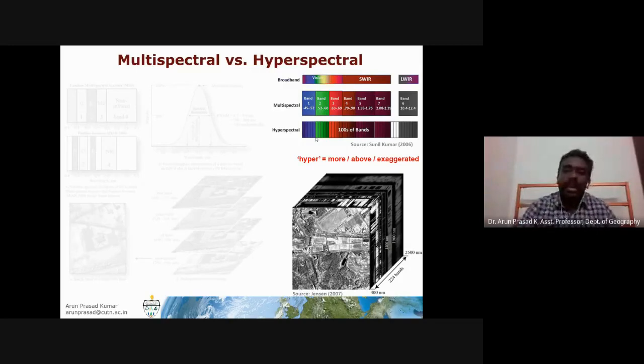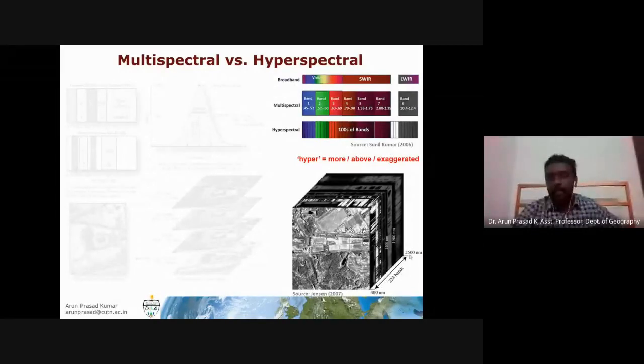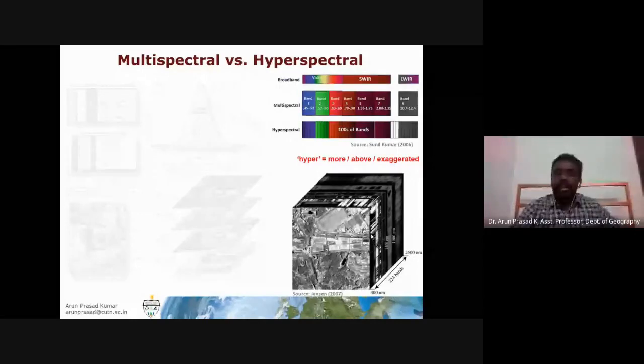So how are we going to deal with the data and how useful is the data? That is the next question, right? Hyper in Greek means more or above or exaggerated. This is one example, called a hypercube. Here the x-axis and y-axis represent the latitude and longitude, and the z-axis, the third axis, represents the number of bands. Here we have 224 bands ranging from 400 nanometers to 2500 nanometers. When we arrange the different bands in the third dimension, we can generate a cube called a hypercube.